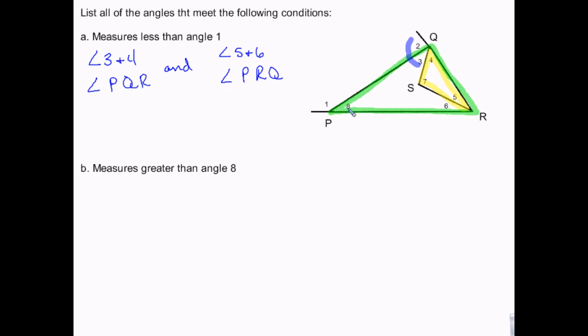And then measuring greater than angle 8, which is an internal angle to the green triangle. So we want to go outside of the green triangle. Well, angle 1 won't work because that's right next to it. It has to be on the opposite side. So we get angle 2, and that's the only one we can say for sure.